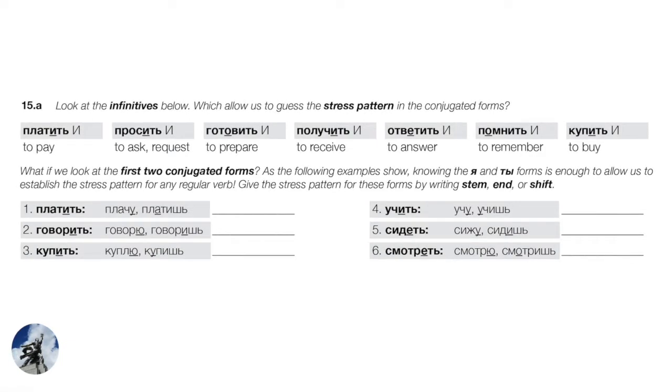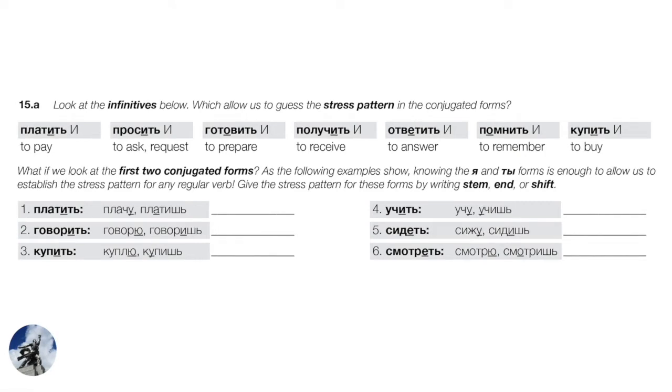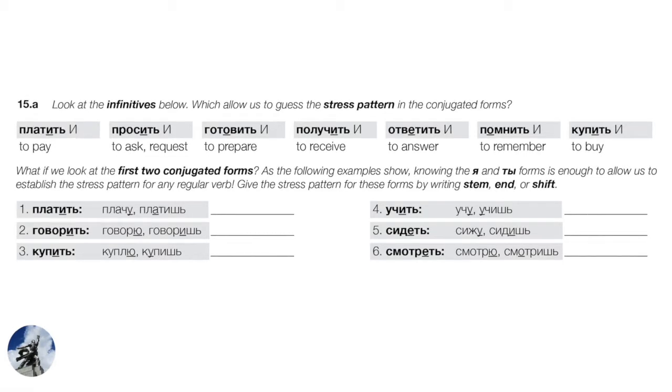Okay, but the third one, gotović, the infinitive is already stem stressed, right? And regardless of the type of verb, that allows us to know with certainty that the stress pattern will be stem, right? That the stress is going to stay there where it is on the infinitive throughout all the other forms. So that'll give us gotovlju, gotovish, gotovit, and so forth.